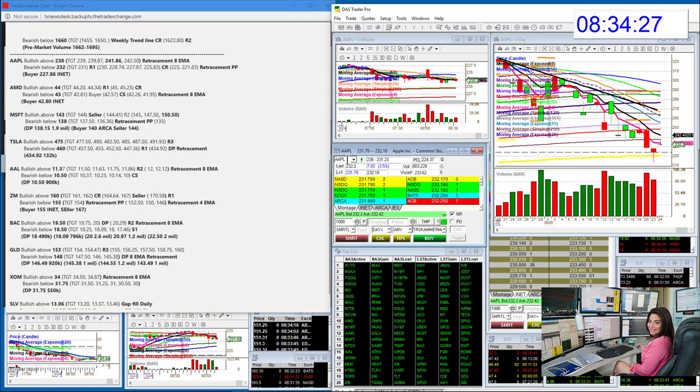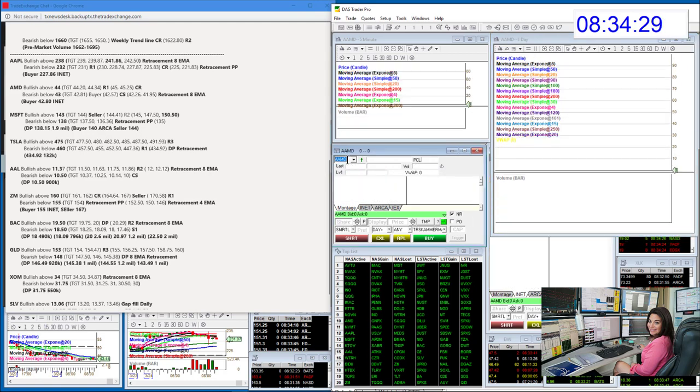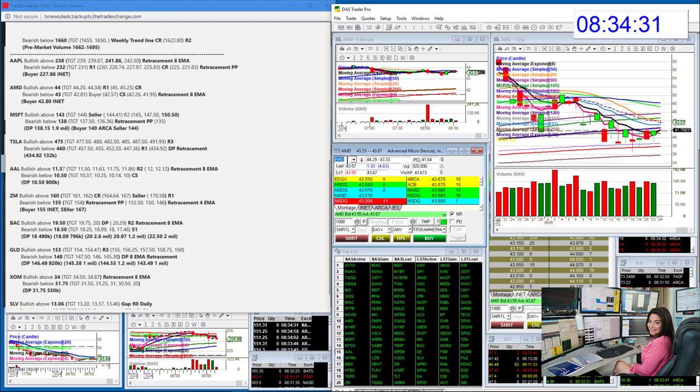Let's go to the next one. AMD. Bullish above 44 today and bear below 43 for AMD.